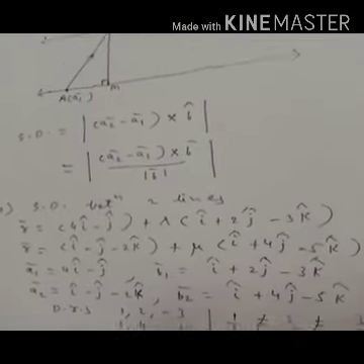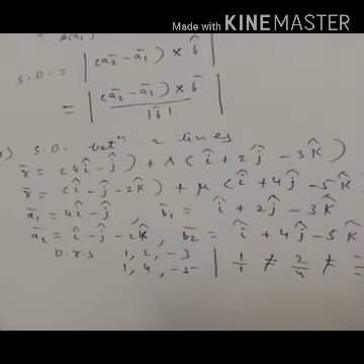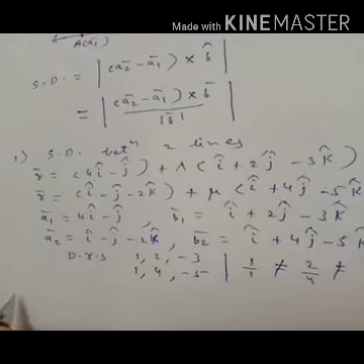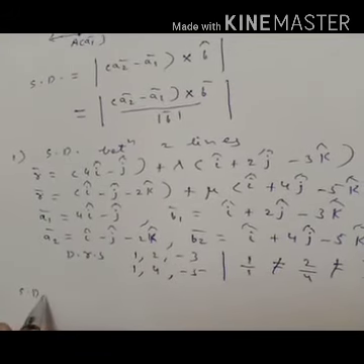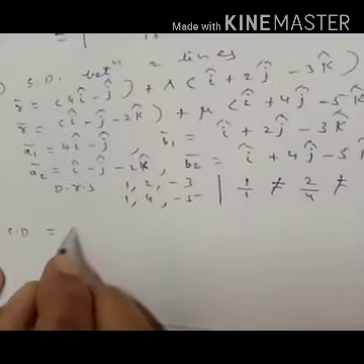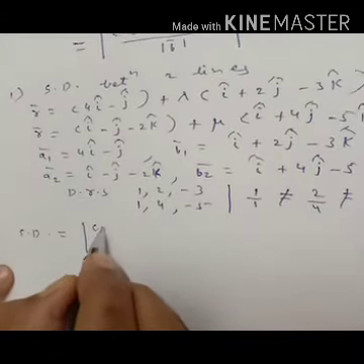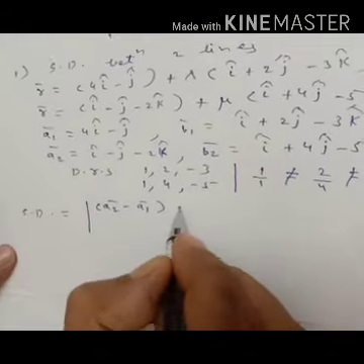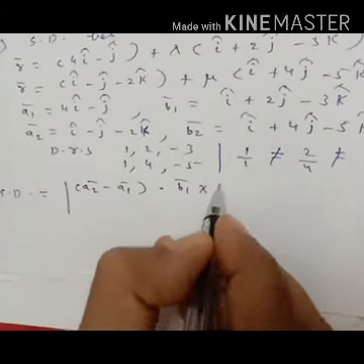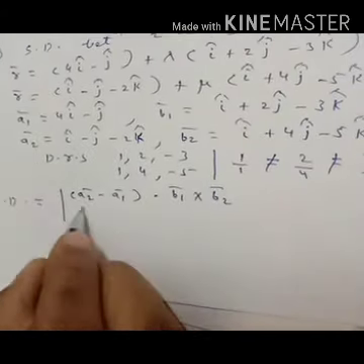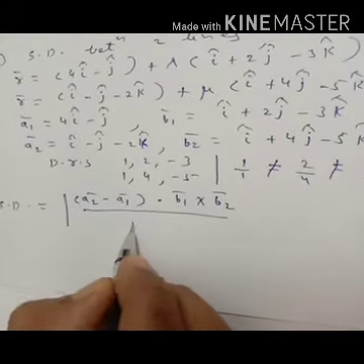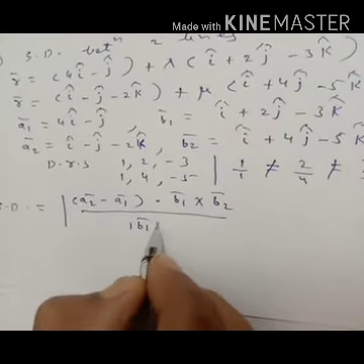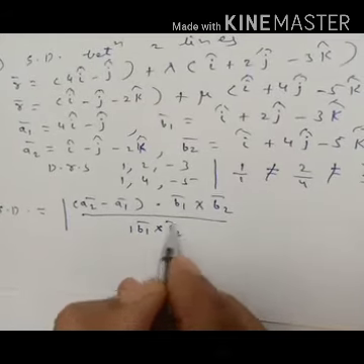So we have to find the distance between, that is, the shortest distance between skew lines, and it is given by mod (a2 bar minus a1 bar) dot (b1 bar cross b2 bar) divided by the magnitude of b1 bar cross b2 bar.